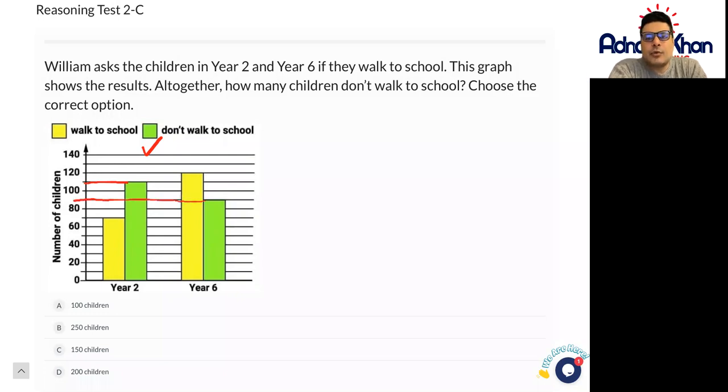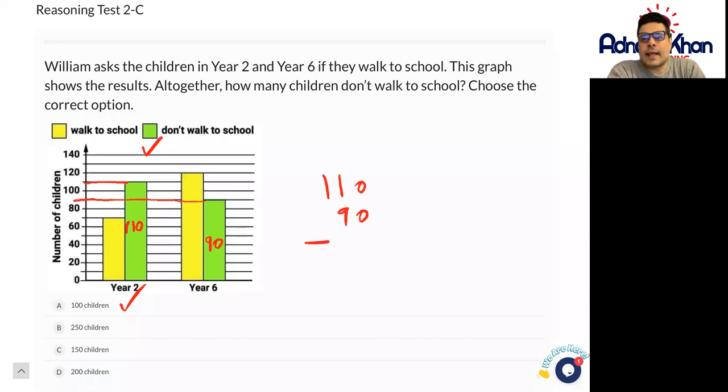So for Year 2, we have roughly 110 students who do not walk to school, okay? Because on the left-hand side axis, we've got the number of children. For Year 6, we've got roughly 90 children who do not walk to school.